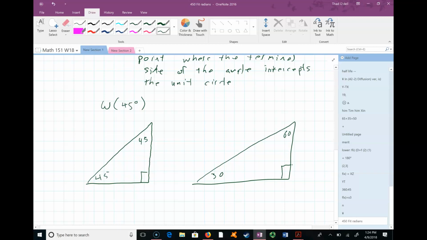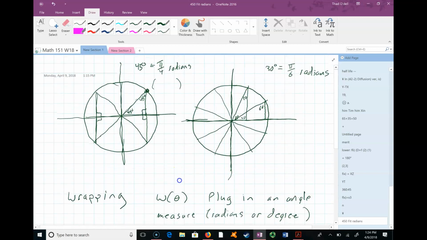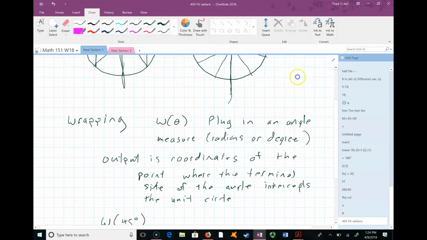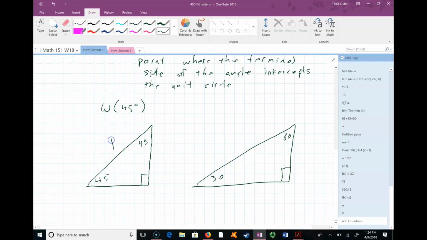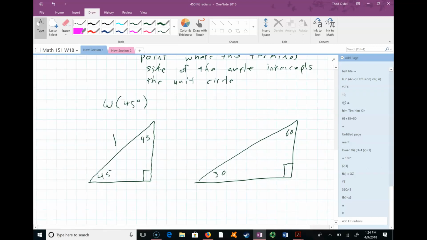And in the 45, 45, 90, like all right triangles, there's a certain ratio to the sides. And in this case, since we're dealing with a unit circle, both these circles have a radius of 1. We know that the hypotenuse is 1. And because of the special relationship between the hypotenuse and the legs, there is a factor of square root of 2. So to go to here, we'd have to divide by square root of 2. If we're going from the legs to the hypotenuse, we'd multiply by the square root of 2. So this length is going to be 1 over square root of 2, and this is going to be 1 over square root of 2.